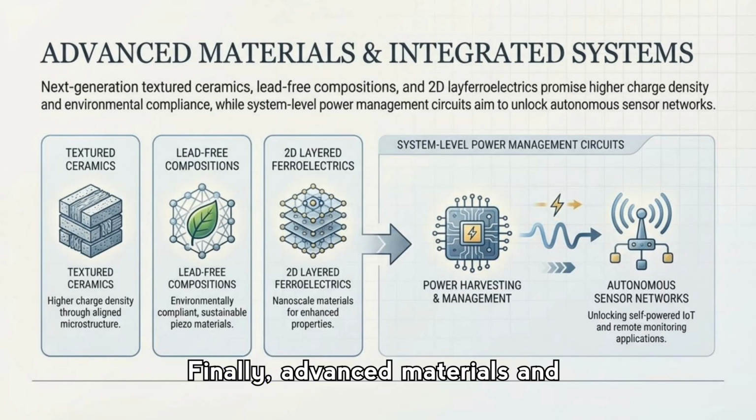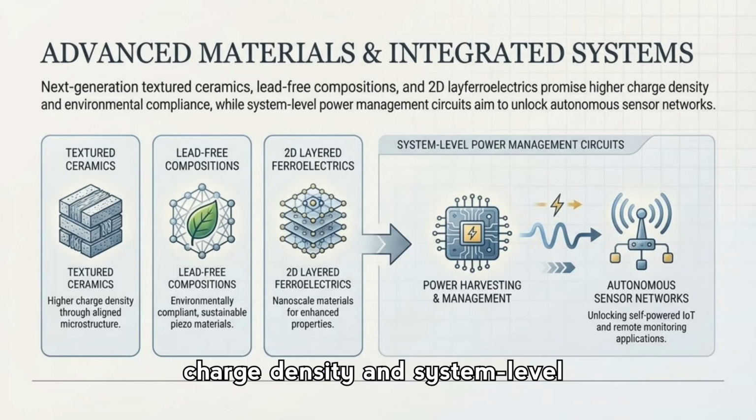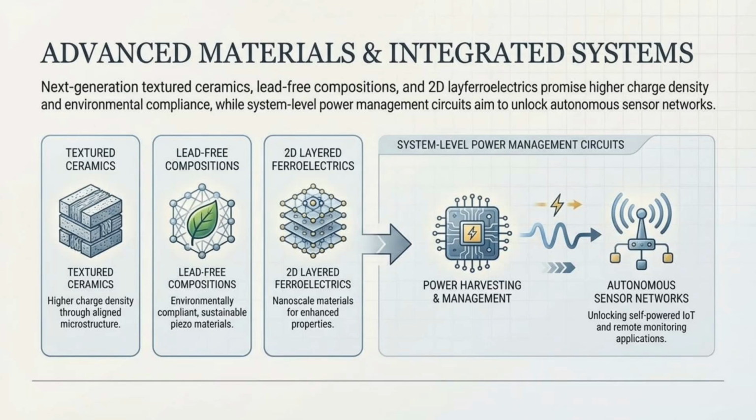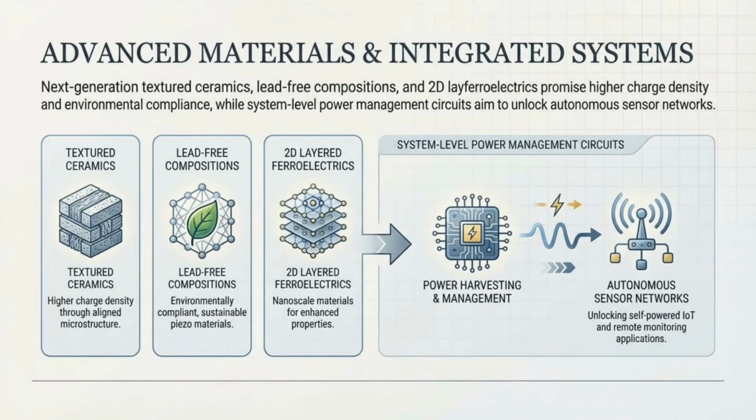Finally, advanced materials and integrated systems promise greater charge density and system-level autonomy. Textured ceramics improve microstructure alignment, lead-free compositions address environmental concerns, and 2D layered ferroelectrics offer nanoscale enhancements. Coupling these materials with power harvesting circuits and management enables autonomous sensor networks and self-powered IoT, unlocking new remote monitoring and low-maintenance applications.